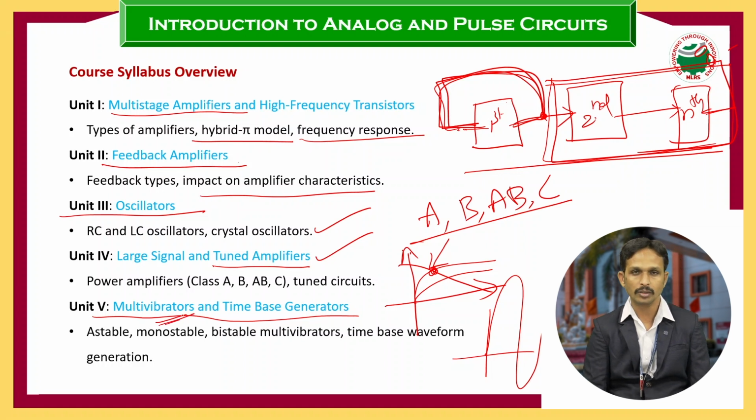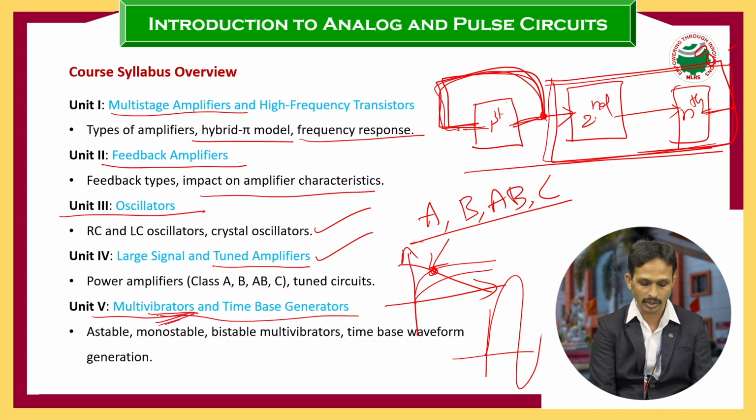Here, multi means many and vibrator means vibration giving frequencies. So many frequencies will be generated by using multivibrator circuits. These circuits, like astable, monostable, and bistable multivibrators, even the Schmitt trigger and time base waveform generators, we will study in this unit 5.